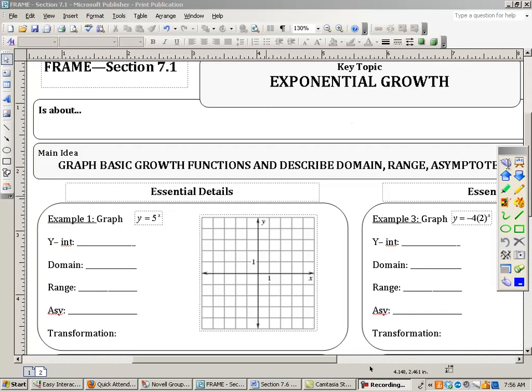Welcome to section 7.1. We're dealing with exponential growth, and I'm going to start by giving you the equation for exponential growth, and I'm going to put it in this middle box. The equation for exponential growth is y equals a times b to the x power. So our exponent is going to be where our variable is, what we're trying to find. If it is growth, then our value of b has to be greater than 1.